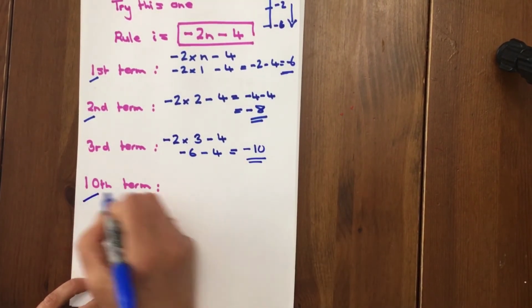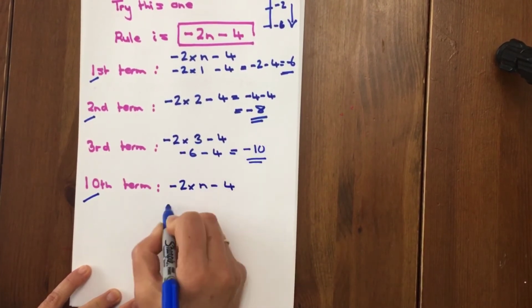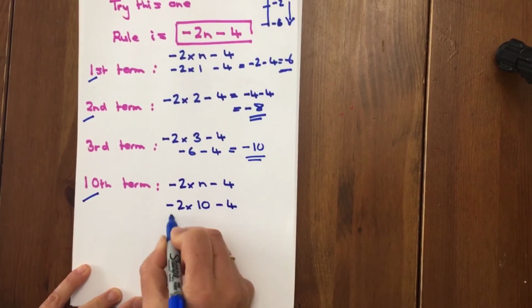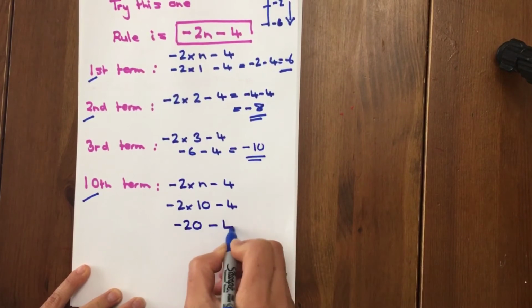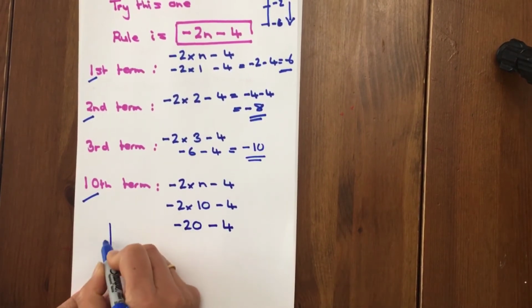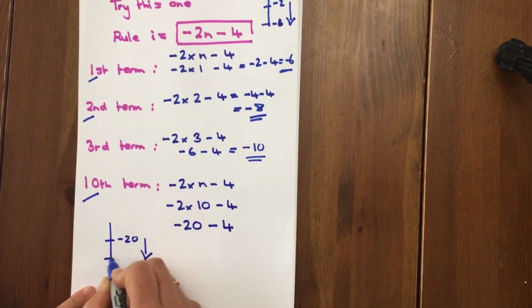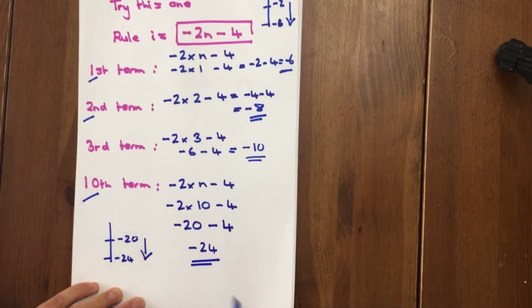Okay, last one, the 10th term. I'll just write down the sequence again. So n is 10. Negative 2 times 10, negative 20. Go down 4. So you're starting at negative 20 on the number line and you're going down 4. So you'll end up at negative 24.